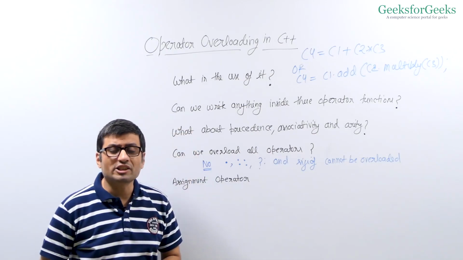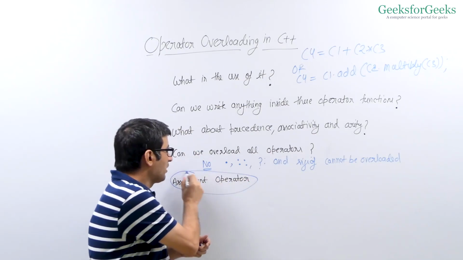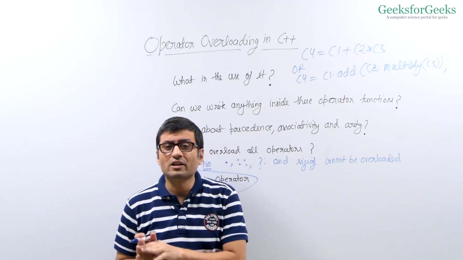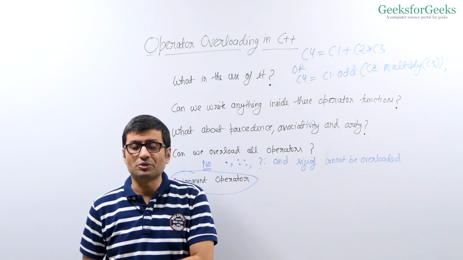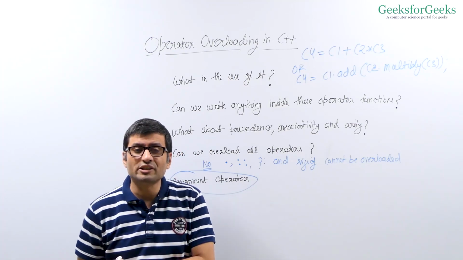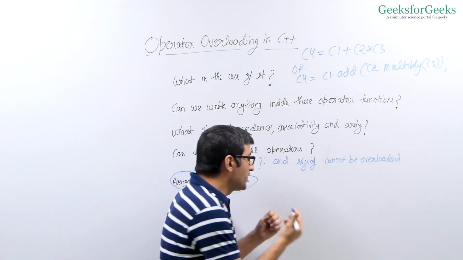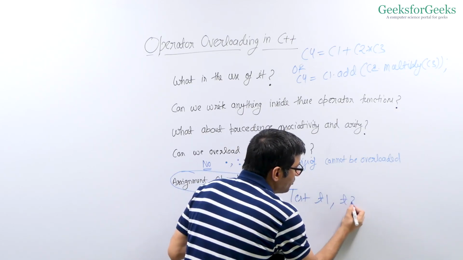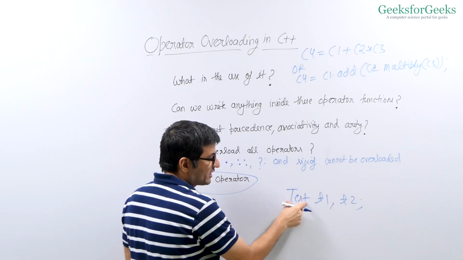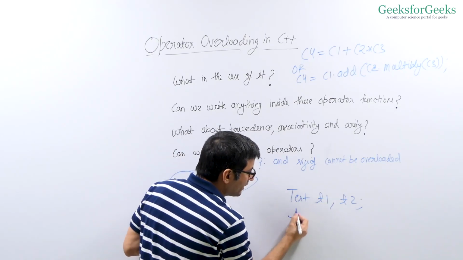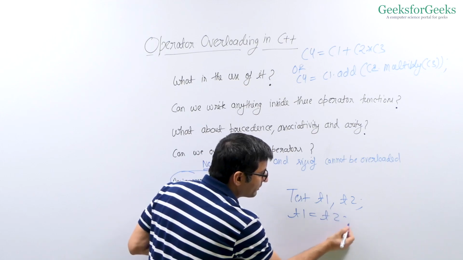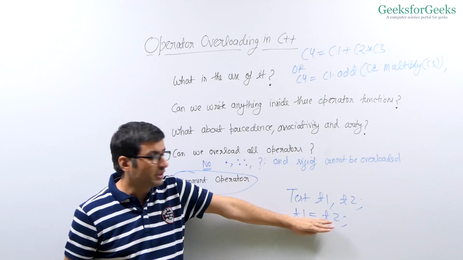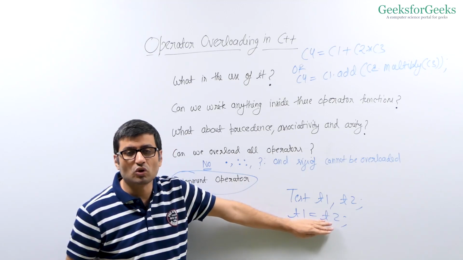Let us now talk about the assignment operator. If you do not write your own assignment operator, then the compiler creates a default assignment operator for you. Why does the compiler need to create this assignment operator for you? To make sure that lines like these always work. You can create two objects of a class Test, T1 and T2, and then you can do T1 equal to T2. So this line would not work if there is no assignment operator. Here, the assignment operator function is called.